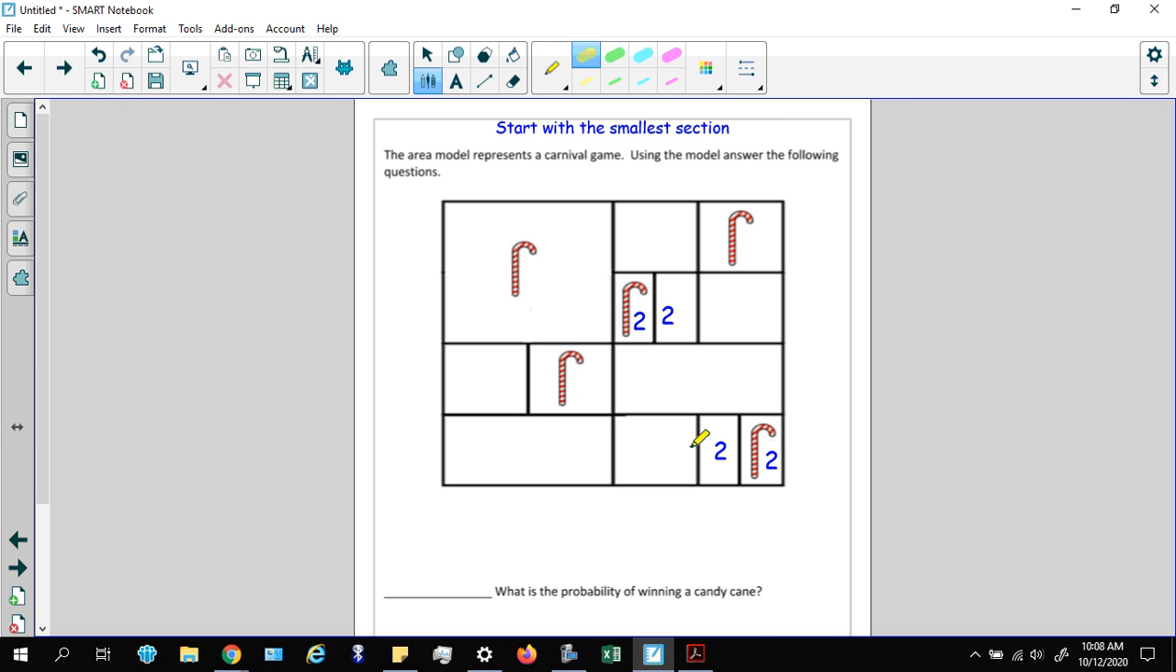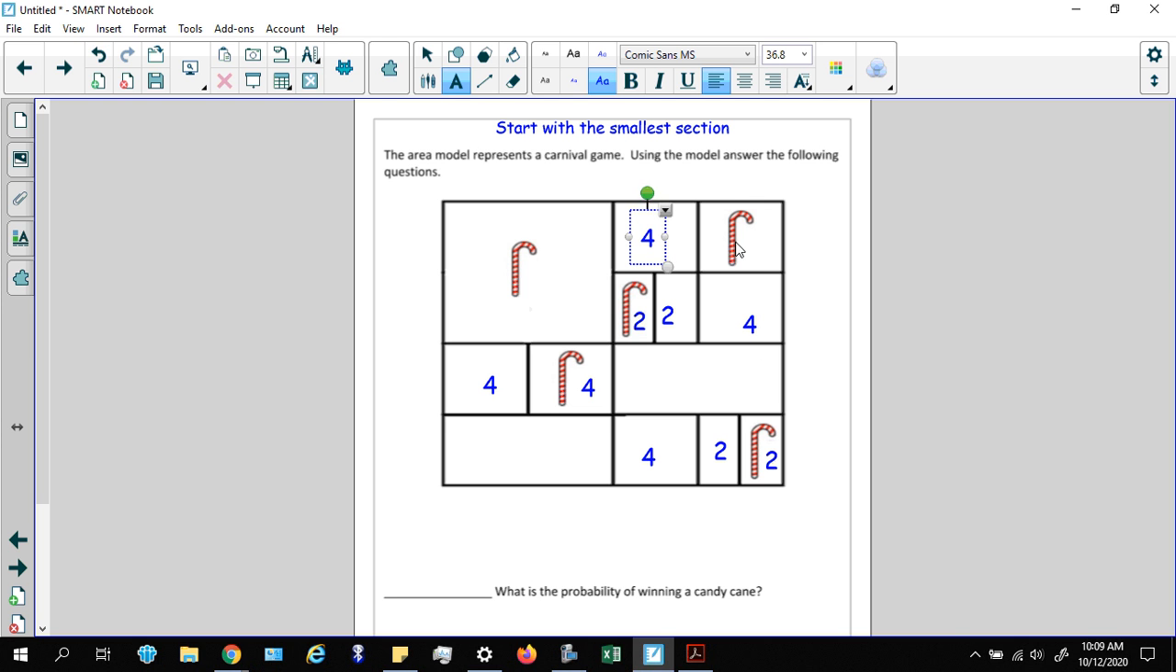But notice that these two put together are exactly the size of this one. So that would make this a 4, because two twos equal 4. Basically, we're just assigning areas, not dimensions, to the smallest sections, and we're building from there. So that's got to be a 4. That would be a 4, that would be a 4, that would be a 4. All right, let's keep building.